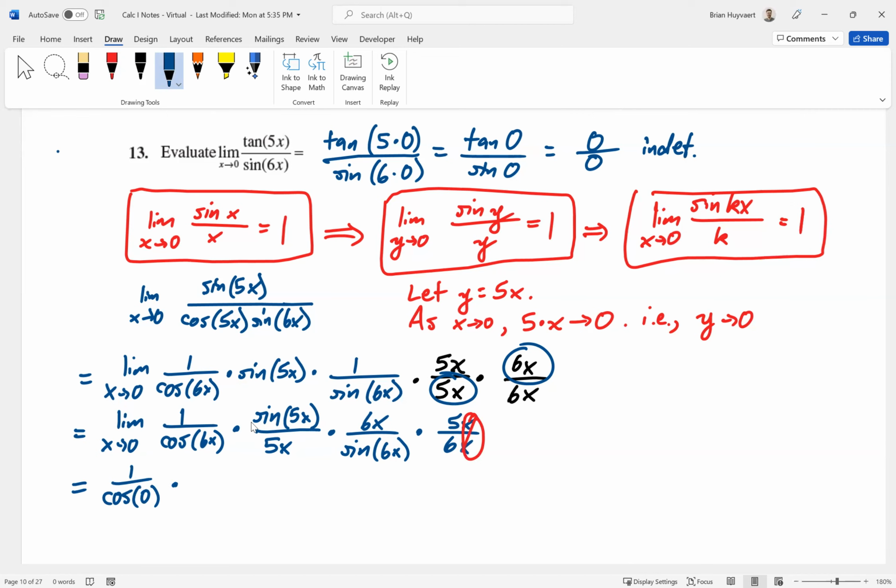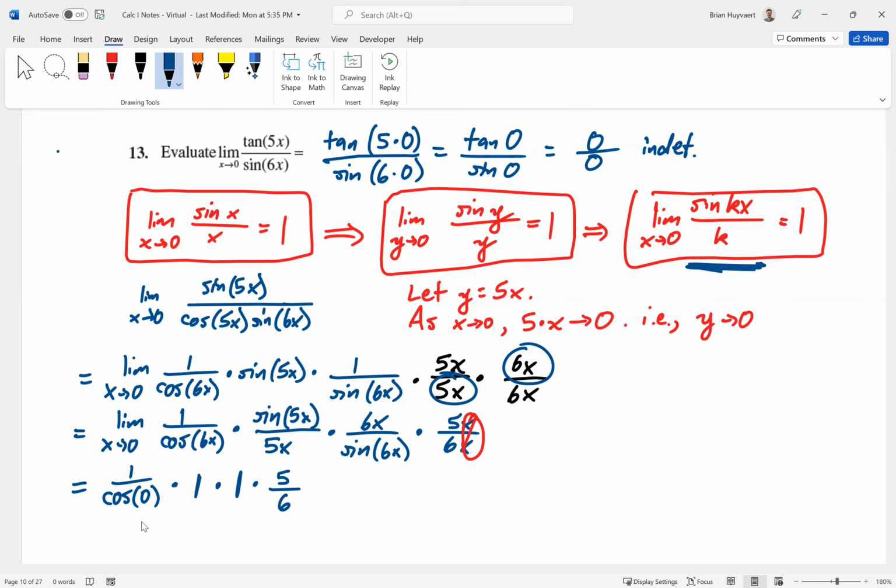Times, well, we just said that the limit as x goes to 0 of sine of kx over kx, that's going to be 1. So the second part here, sine of 5x over 5x, that's going to go to 1. Turns out the limit as x goes to 0 of 6x over sine of 6x also goes to 1, because really what are we doing? We're taking the property that we have here and just doing 1 over that, right? We're flipping the fraction. But if we do 1 over 1, hey, guess what? It's still 1. And then we finally have at the end 5/6.